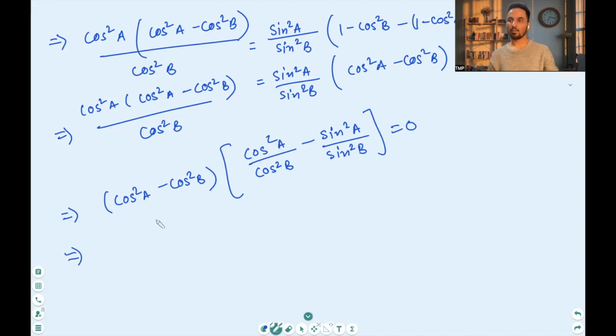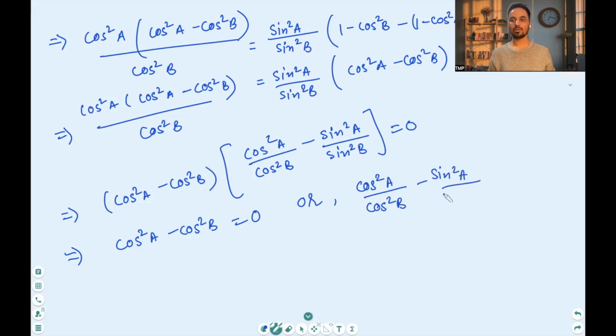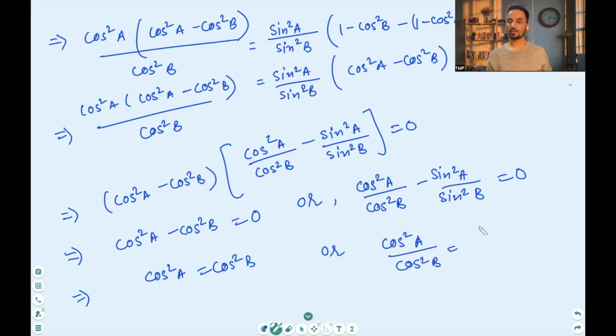So you have x times y equals 0. So you can write x equals 0 or y equals 0. So by doing that, we'll get cos square a minus cos square b equals 0, or cos square a over cos square b minus sine square a over sine square b equals 0. So from the first part, we will get cos square a equals cos square b. And from the second one, we will get cos square a over cos square b equals sine square a over sine square b.